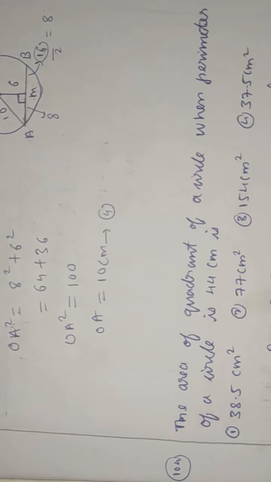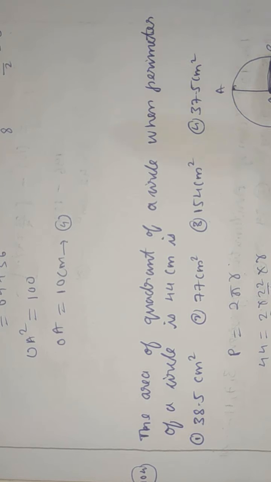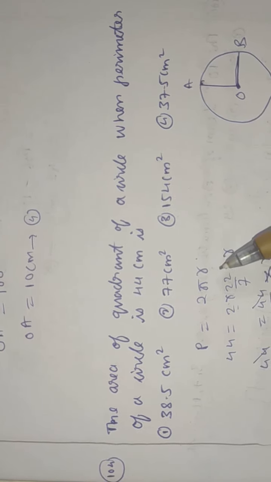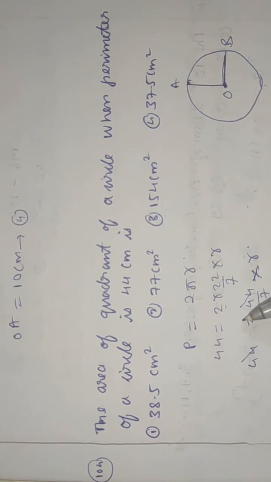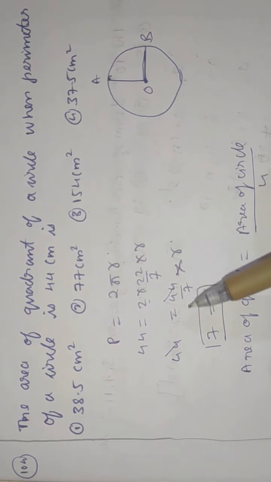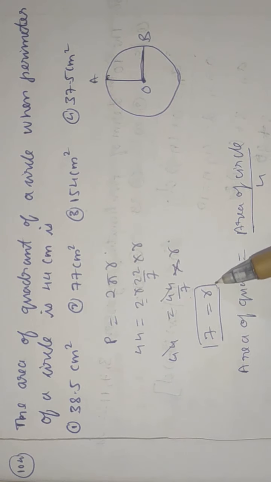Next question. The area of a quadrant of a circle when the perimeter of the circle is 44 centimeter. So we know the perimeter of the circle is 2 pi r. On substituting the value of the perimeter, we get 44 is equal to 2 into 22 by 7 into r, which on simplifying we get r is equal to 7. So r is equal to 7.